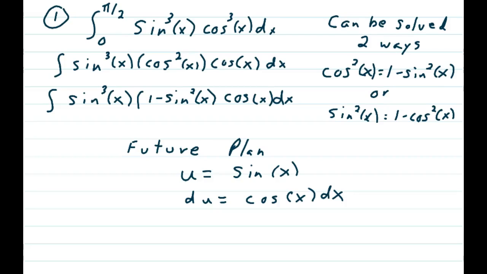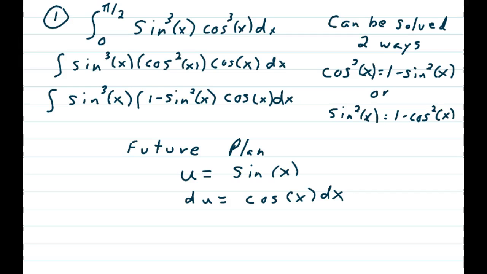Problem 1. Integral from 0 to pi over 2 of sine cubed of x cosine cubed of x. And this problem can be solved in two ways by using trig identities. We could use cosine squared of x is equal to 1 minus sine squared of x, or we could say sine squared of x is equal to 1 minus cosine squared of x.